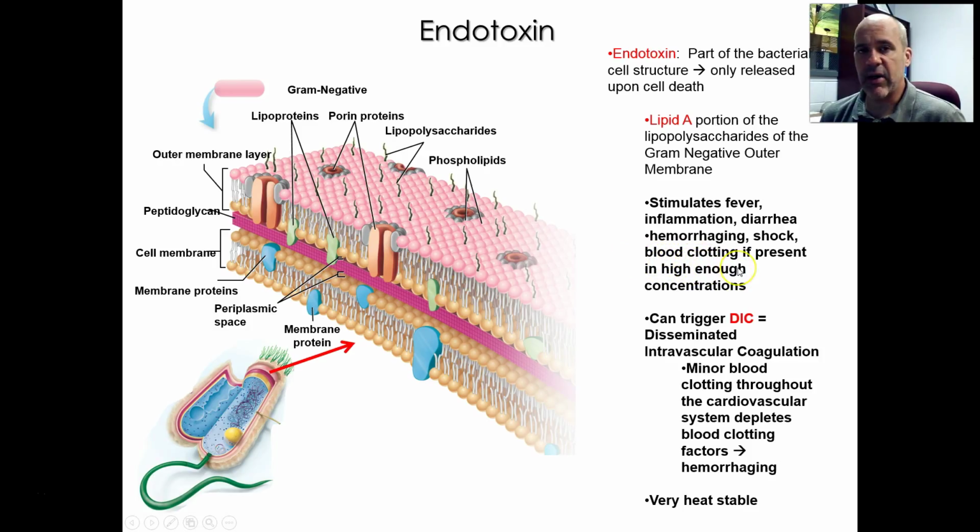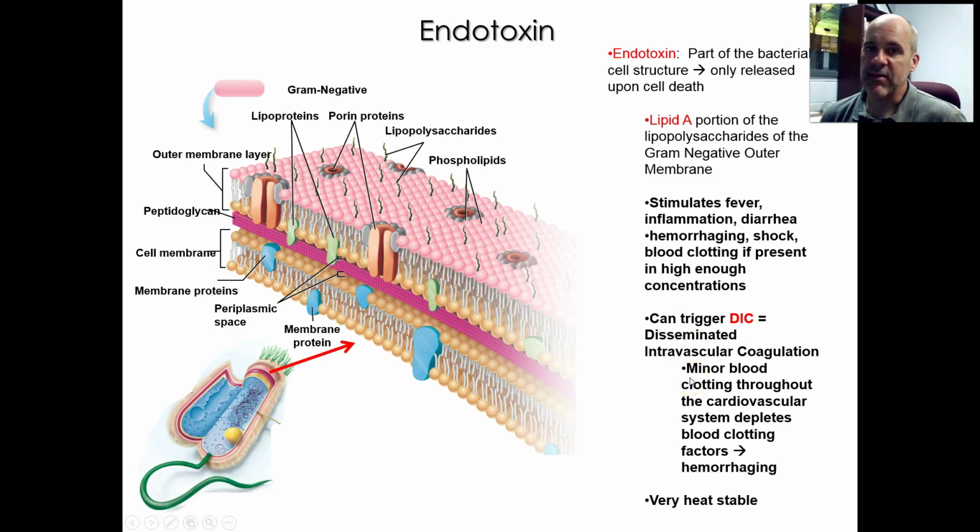Interestingly, endotoxin can also trigger blood clotting if it's present in high enough concentrations, and that can lead to a condition known as DIC, or disseminated intravascular coagulation. So that's something you'll hear about if you're working with patients in healthcare. And now there's more than one thing that can cause DIC, but endotoxin is one of those things.